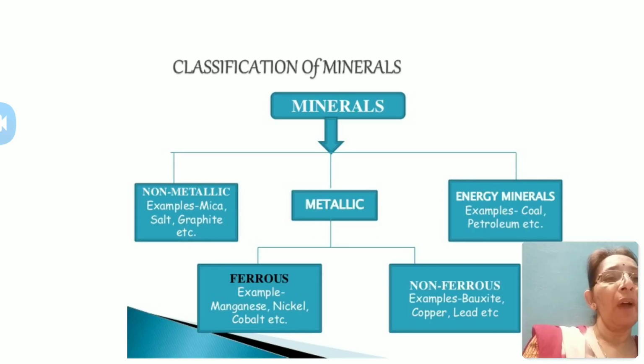Minerals have been majorly divided into two parts, metallic and non-metallic. Metallic minerals are further divided into two parts, ferrous and non-ferrous minerals. Ferrous minerals are those which contain iron, and non-ferrous minerals are those which do not contain iron. For example, copper, bauxite, lead. And in ferrous, the examples are nickel, manganese, cobalt, etc. In the sequence of the minerals, we have energy minerals also, which are very valuable. For example, coal, petroleum.